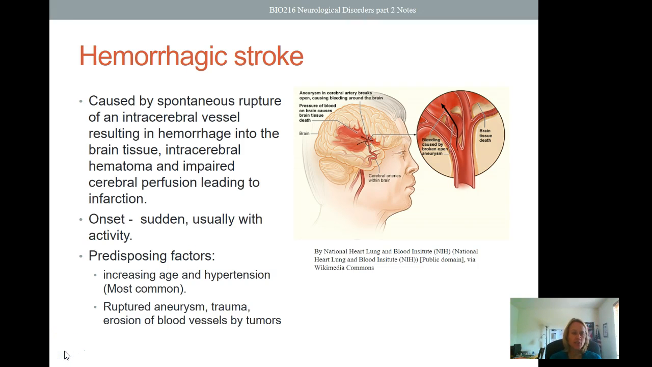A hemorrhagic stroke is caused by a spontaneous rupture of an intracerebral blood vessel, and this is going to result in a hemorrhage into the brain tissue, intracerebral hematoma, and impaired cerebral perfusion, okay, because we just lost a lot of blood from that blood vessel, leading to tissue infarction. The onset is sudden, and it's usually associated with activity. Some risk factors or predisposing factors include increasing age and hypertension, which is the most common. Other factors are ruptured aneurysm, trauma, and erosion of blood vessels by tumors.